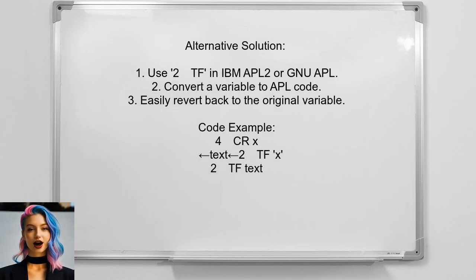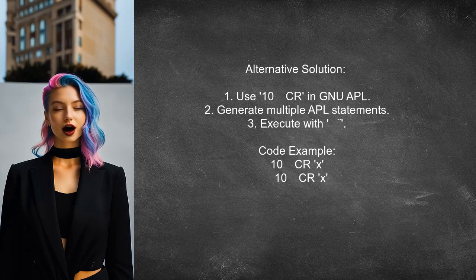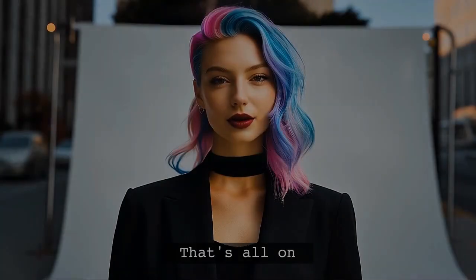Now, let's dive into a different answer from another user. An alternative approach shared by a user involves using built-in functions available in other APL environments. For instance, in IBM APL 2 and new APL, you can use the command toTTF to convert a variable to APL code that produces its value. This method allows for easy conversion back and forth between the value and its corresponding APL code. In GNU APL, you can also use intricacies to achieve similar results. This command generates multiple APL statements, which you can execute using tat to evaluate them. This method provides a flexible way to handle APL values and their representations. That's all on that answer.